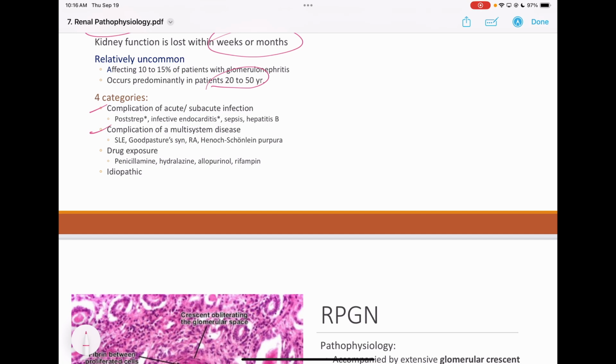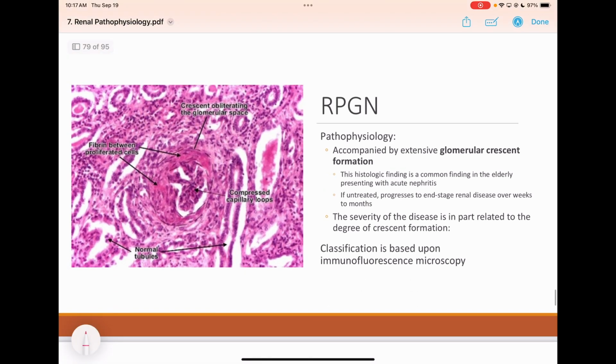Here's your lupus. Remember, lupus is a multi-system disease depending on wherever those immune complexes get deposited. We've been talking about immune complexes a lot in this part, at least for the nephritic syndromes. And that's an example of how a systemic disease can affect the kidneys. It's not a kidney disease, it's a systemic disease that affects the kidneys. Drug exposure and then idiopathic, we don't know why it happens.